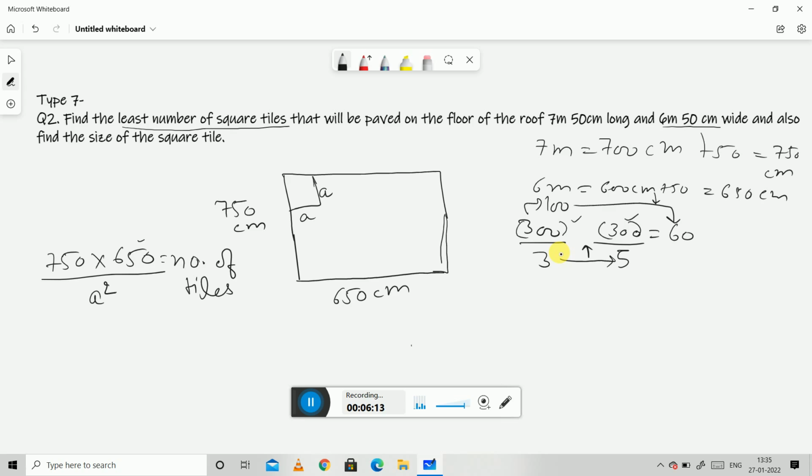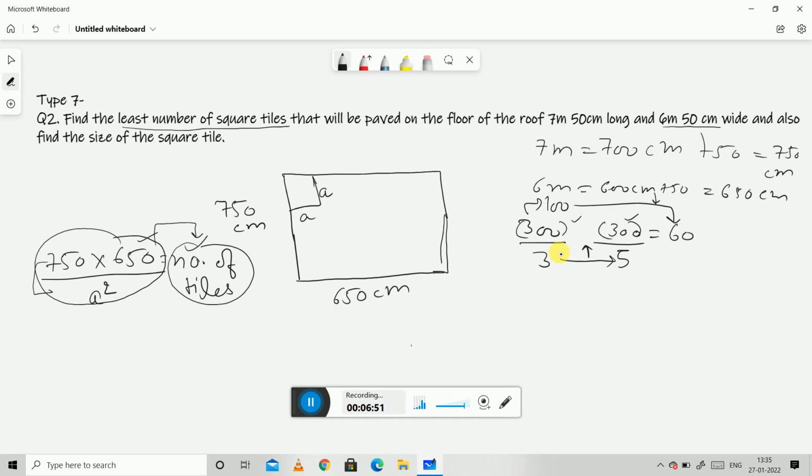So for this area, if I want to get the least number of tiles, that is, I want the least result of this division, 750 into 650 upon a square. Whatever result we get from this calculation is going to be the number of tiles, and we have to minimize this result because we want the least number of tiles. So we have to find the least value of this equation.